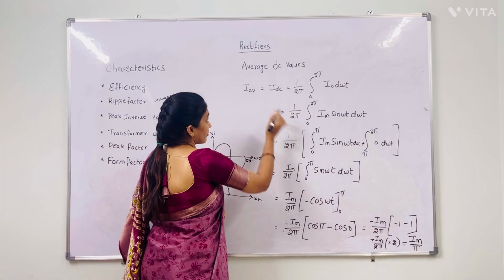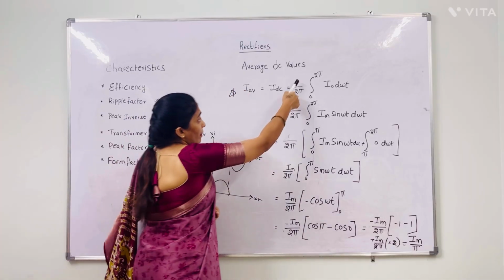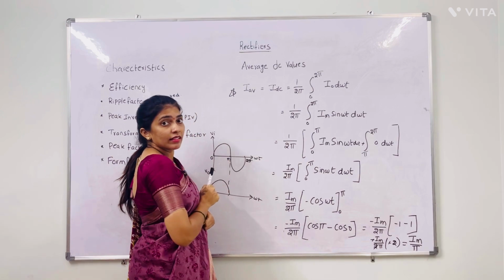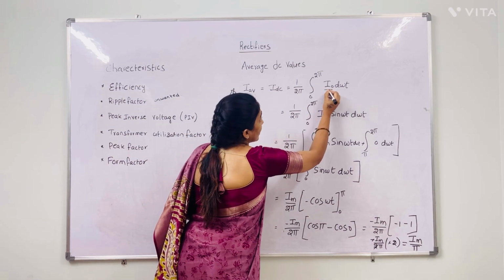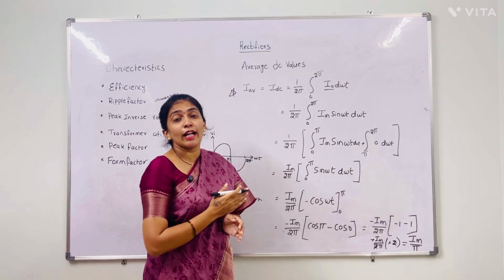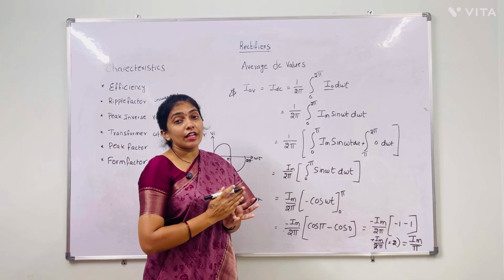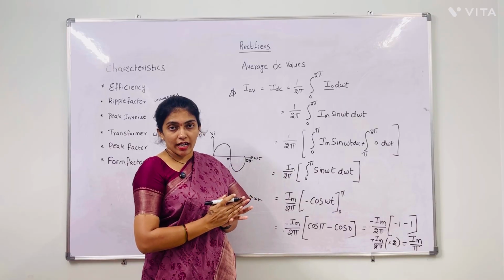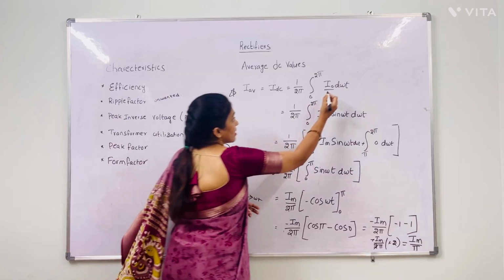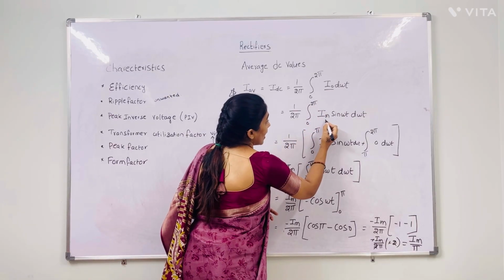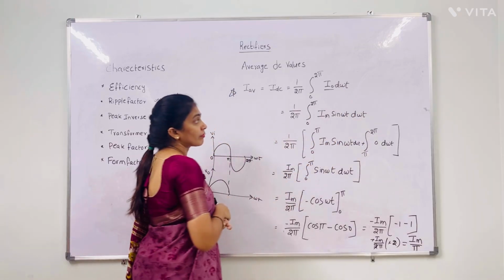Next, this is the formula: 1 by 2 pi as it is, integration 0 to 2 pi. Here we know the values of V naught and I naught. V naught equals Vm sin omega t, and I naught equals Im sin omega t. Simply, instead of I naught, I am writing Im sin omega t d omega t.